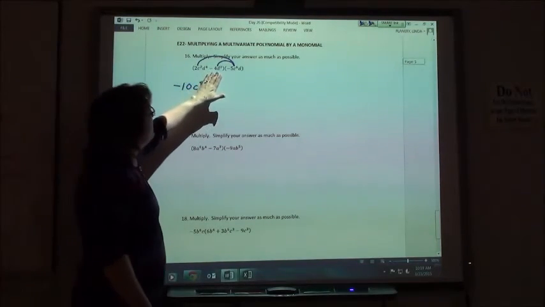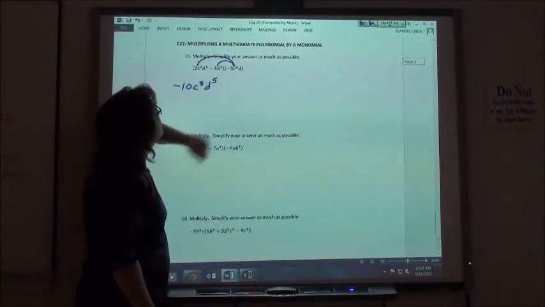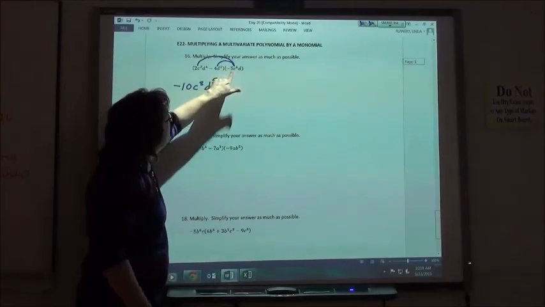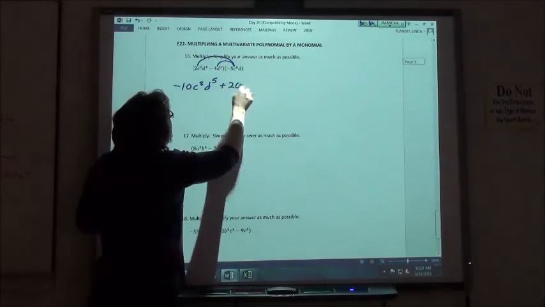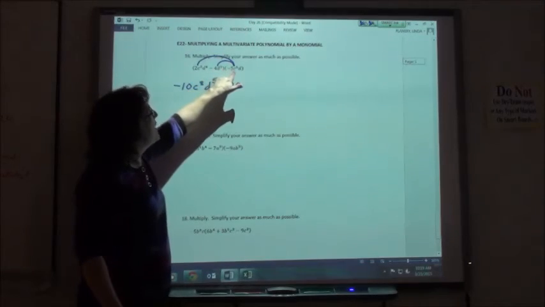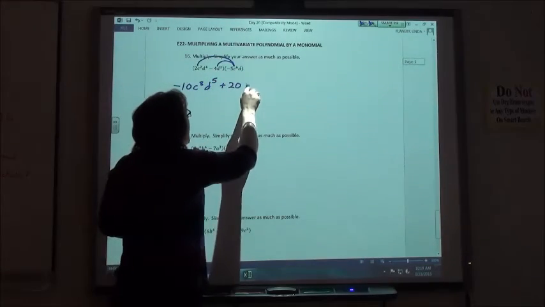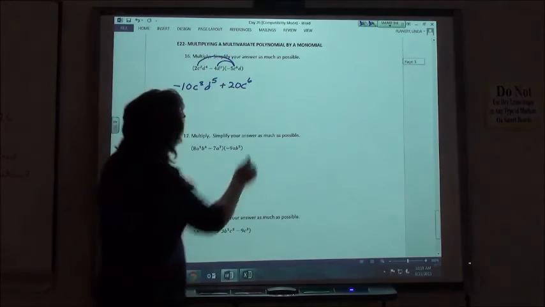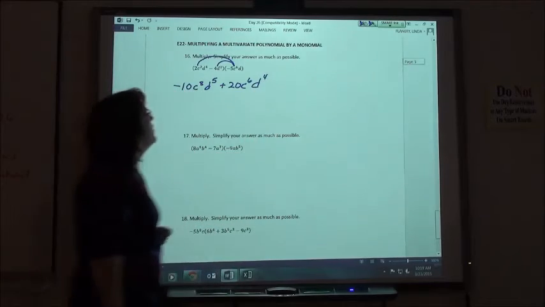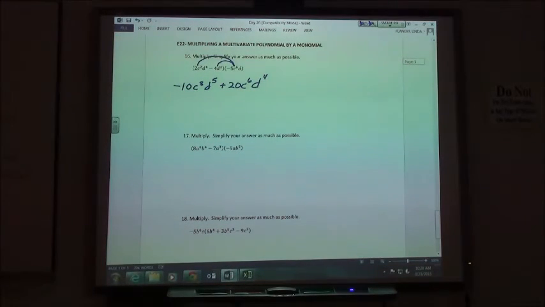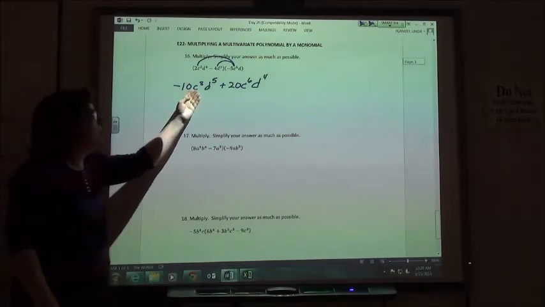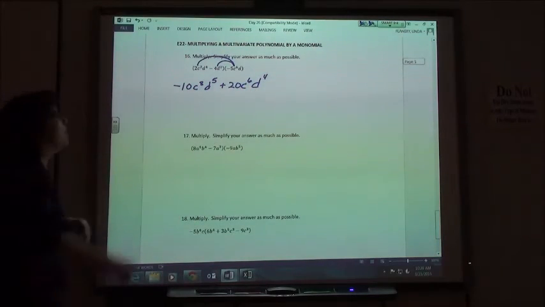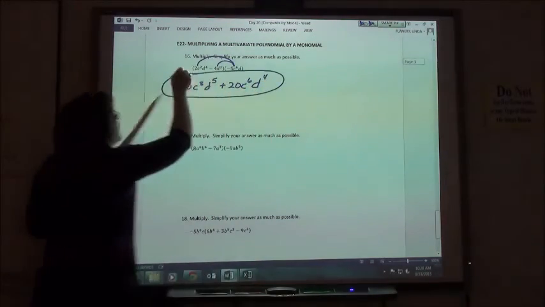Then I'm going to do the negative 4d to the 3rd times the negative 5c to the 6th. So negative 4 times negative 5, positive 20. Here I don't have any c's, but I do have the c to the 6th here, so I still have the c to the 6th. Then d to the 3rd times a plain d. 3 plus 1 is 4, so d to the 4th. So I got negative 10c to the 8th d to the 5th plus 20c to the 6th d to the 4th. And again, those are not like terms because my variables aren't exactly the same, so I can't really add or subtract those. I just have that crazy looking answer.